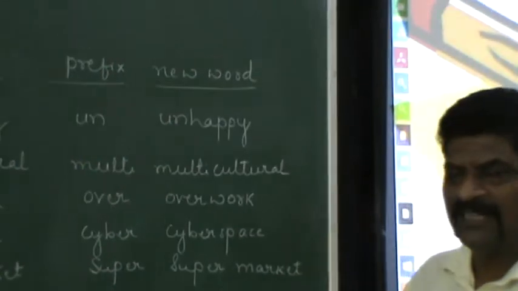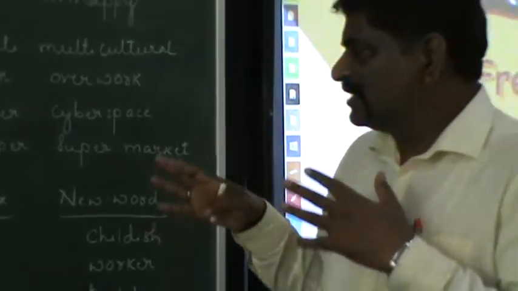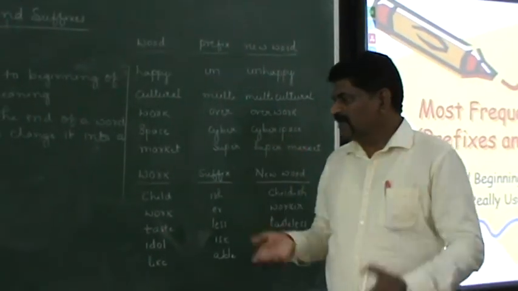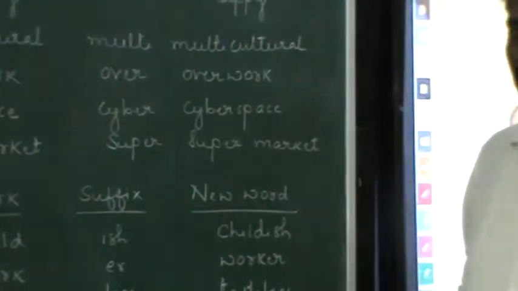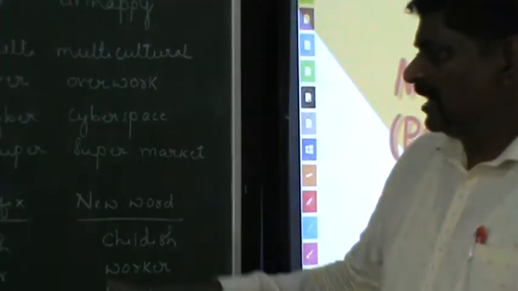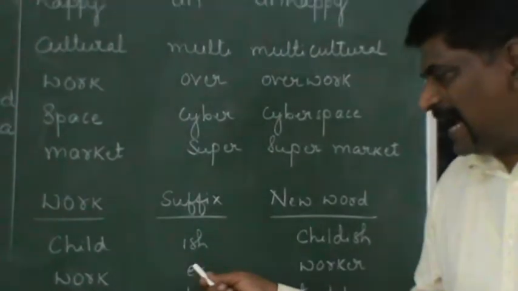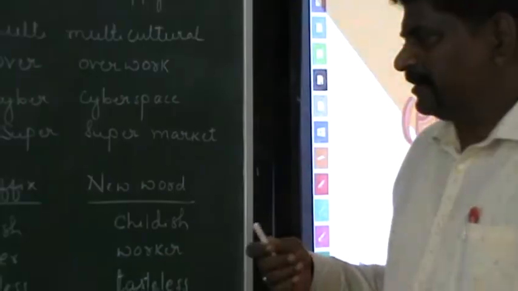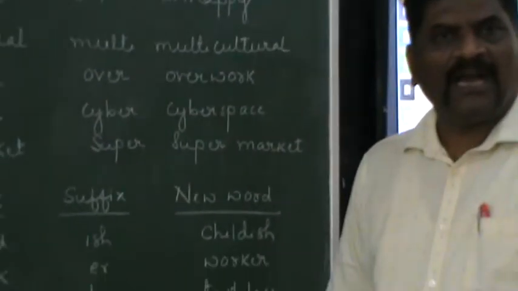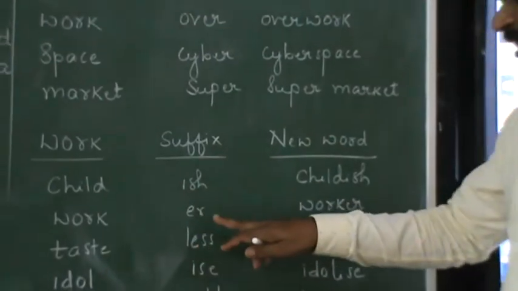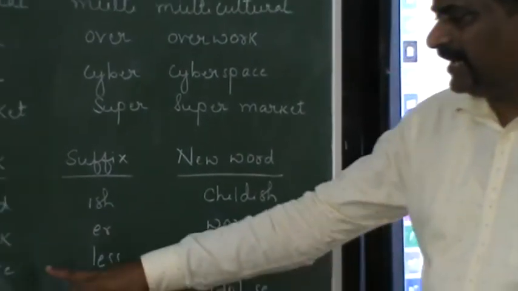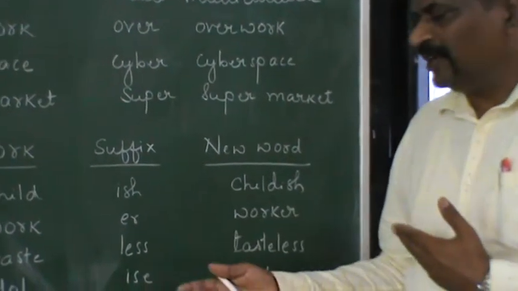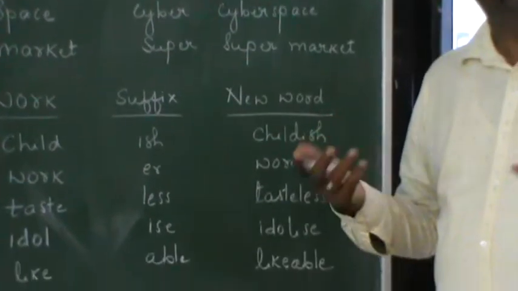Now let us have a look at how suffixes can be formed. These are only a few examples, but in a very different way, so many words can be formed by adding prefixes and suffixes. Coming to suffix, by adding ish to child, it is changed into childish. Er is added to work, that's why work has been changed into worker. Taste, after adding less, it has become tasteless. If you are adding ful, it will become tasteful also.